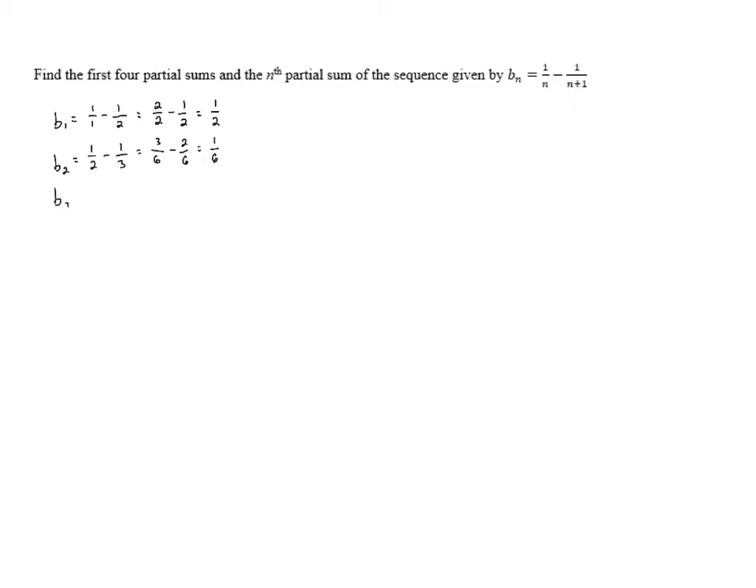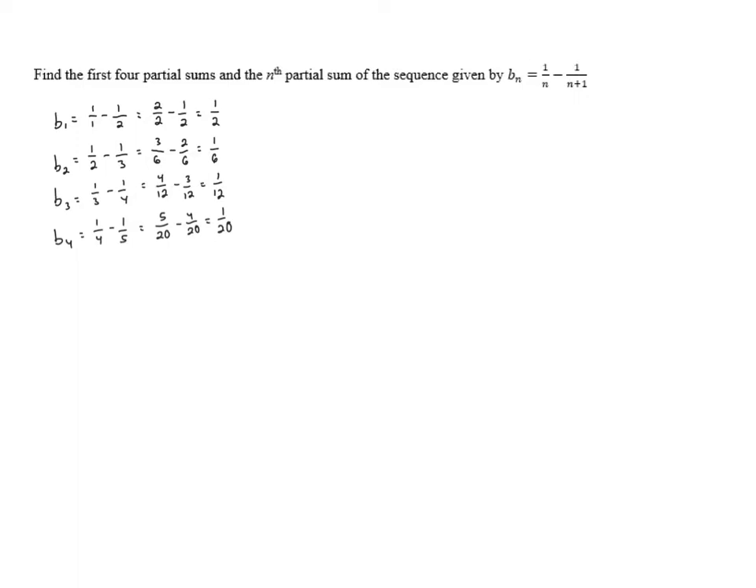Then we've got b sub 3. This is going to be 1/3 minus 1/4. It's going to be 4/12 minus 3/12, which gives us 1/12. And for the fourth term, b sub 4, we've got 1/4 minus 1/5, which is going to be 5/20 minus 4/20, which gives us 1/20. So we can see what these individual terms are.